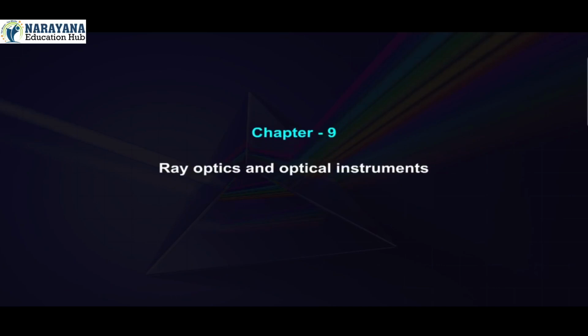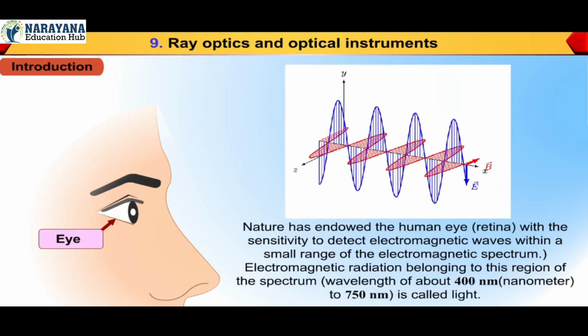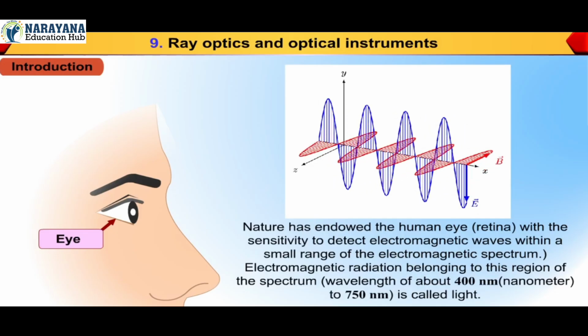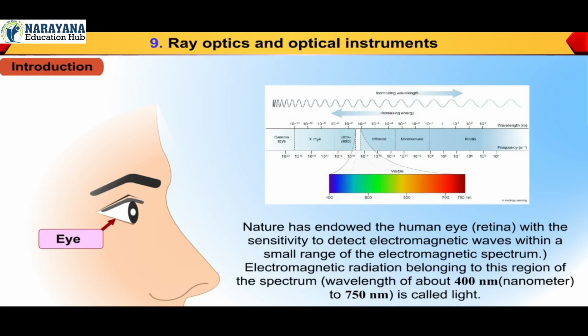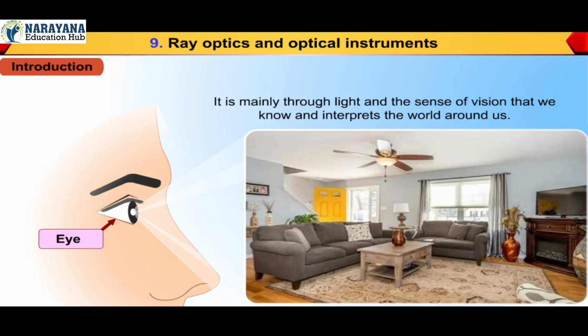Ray optics and optical instruments. Nature has endowed the human eye, that is retina, with the sensitivity to detect electromagnetic waves within a small range of the electromagnetic spectrum. Electromagnetic radiation belonging to this region of the spectrum, with wavelength of about 400 nanometer to 750 nanometer, is called light. It is mainly through light and the sense of vision that we know and interpret the world around us.